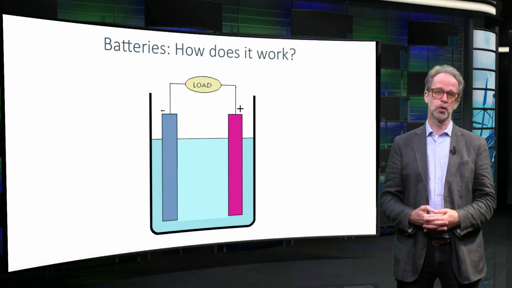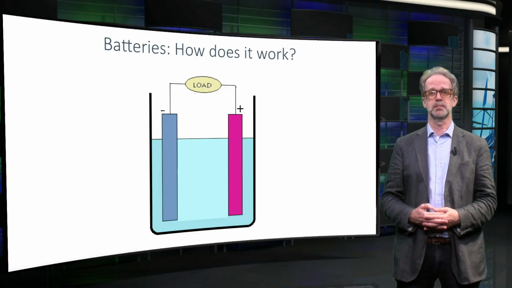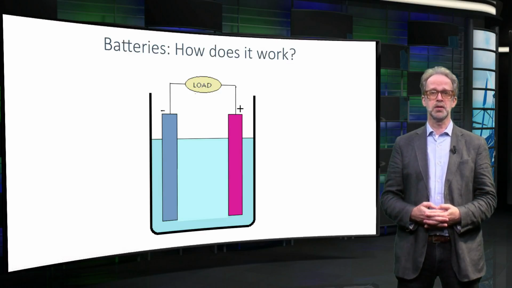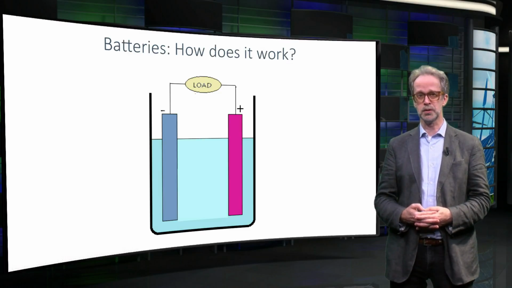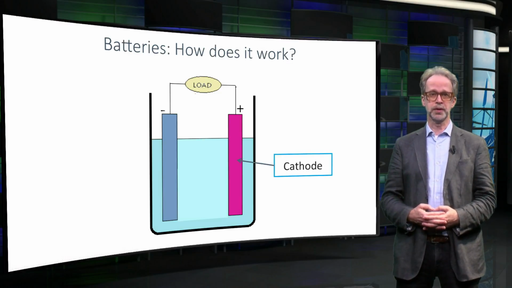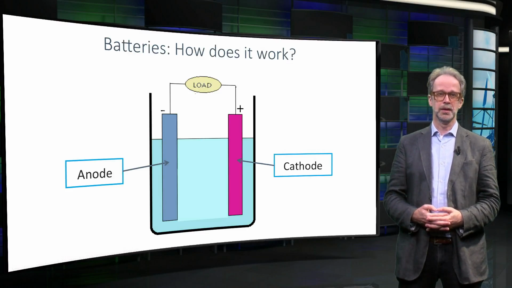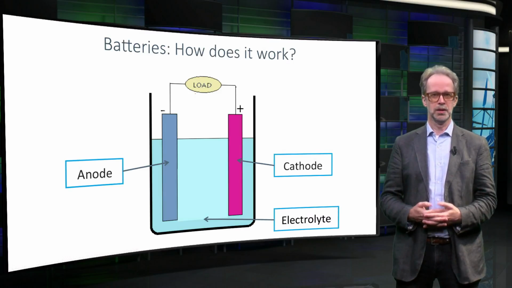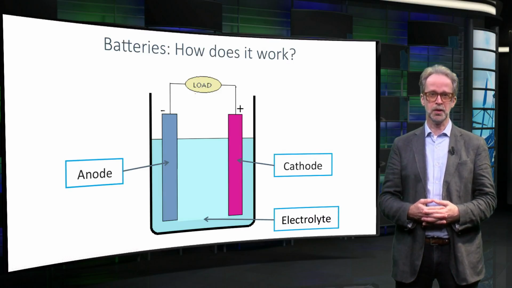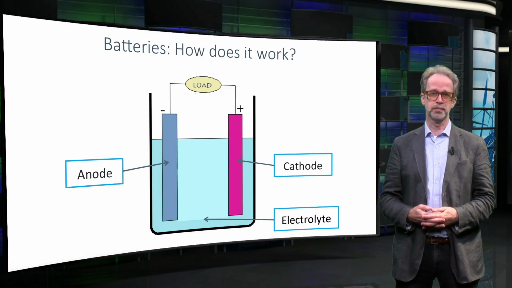A battery is a bit more complicated than a capacitor because it also involves electrochemical reactions. Electrical charge changes the chemical nature of the electrodes. Inside a battery there are two electrodes, a positive one called the cathode and a negative one called the anode. They are separated by a solid or liquid electrolyte. This is a substance that allows the diffusion of ions but is impermeable for electrons.